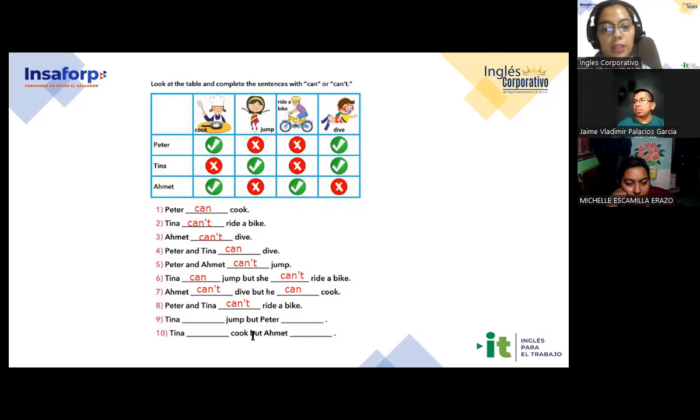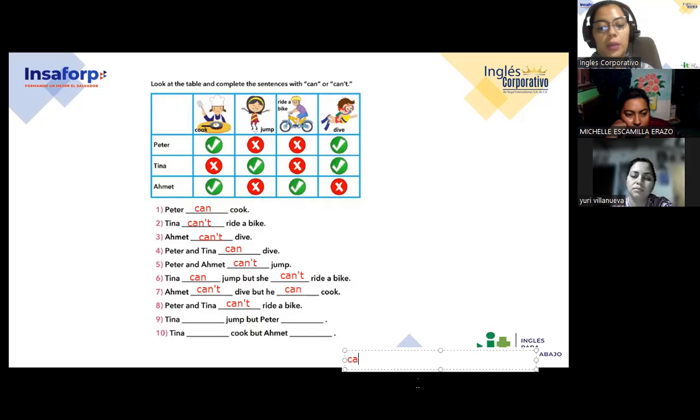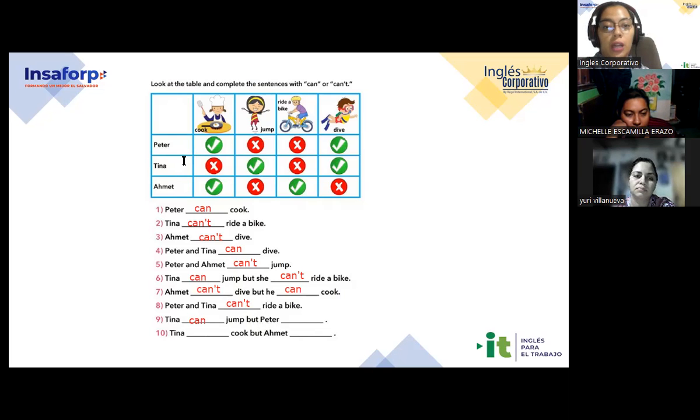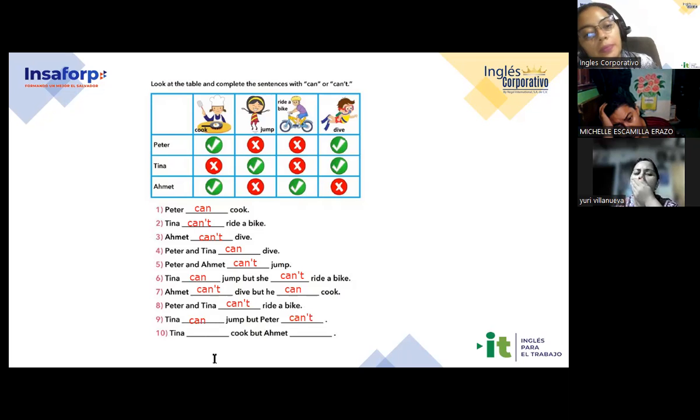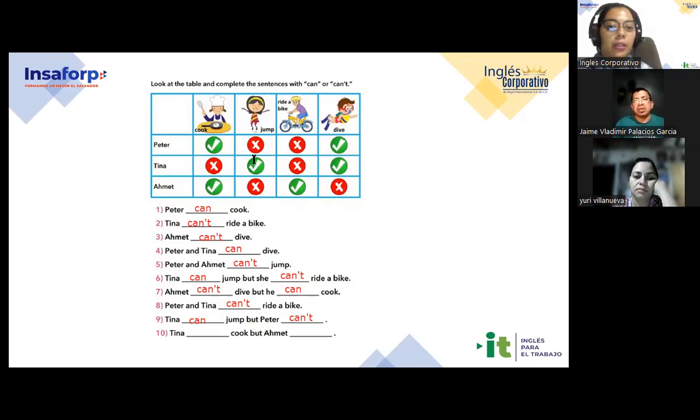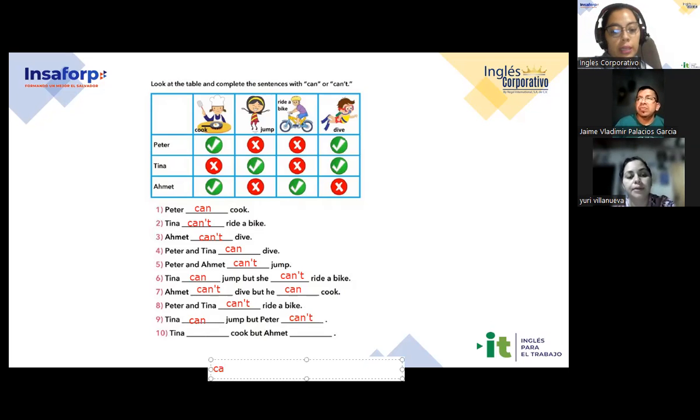Ok, Tina, ¿qué pasa con Tina? ¿Tina jump? Vamos a ver si Tina can jump. Sí, mira. Tina, sí. Ok, vamos a irlo haciendo así para que no nos confundamos. Tina can. ¿Pero qué dice? But Peter? Vamos a buscar a Peter. Can't. Peter no, ¿verdad? Peter, aquí tiene una X y eso significa que it's can't. Ok, muy bien. Now, the last one. Tina. Vamos a ver. Can't. Tina can. O sea, no, can't, negative.